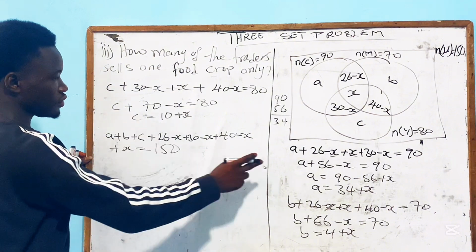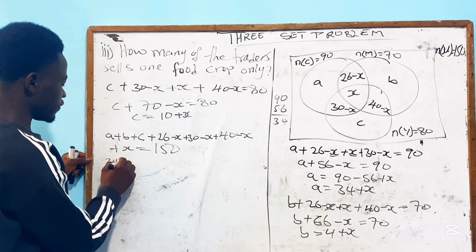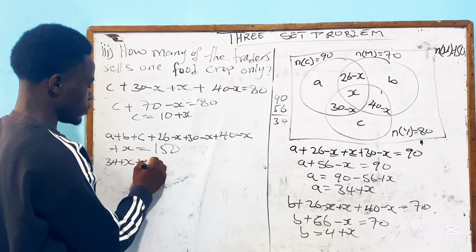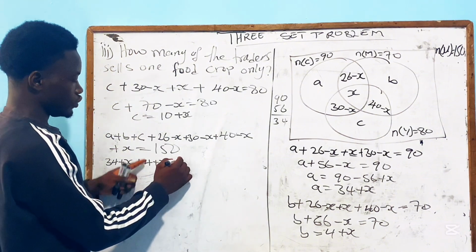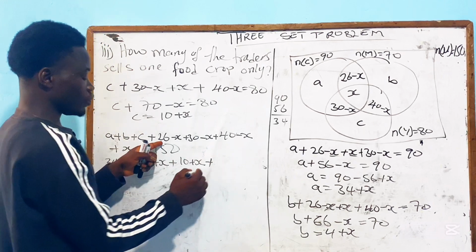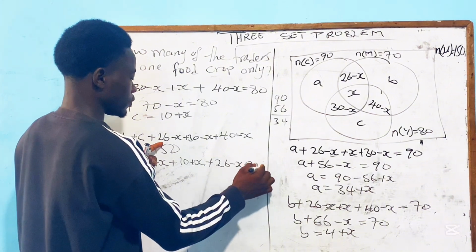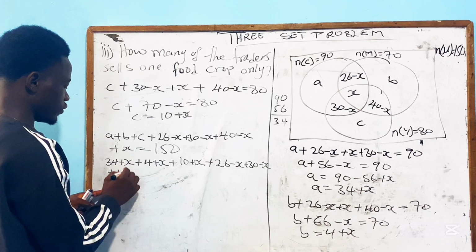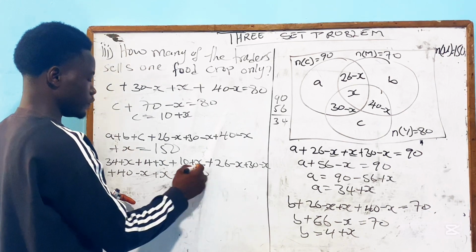So A is 34 plus x, plus B, 4 plus x, plus C, which is 10 plus x, plus, I continue with the rest, 26 minus x plus 30 minus x plus 40 minus x plus x, this x. This is equal to 150.